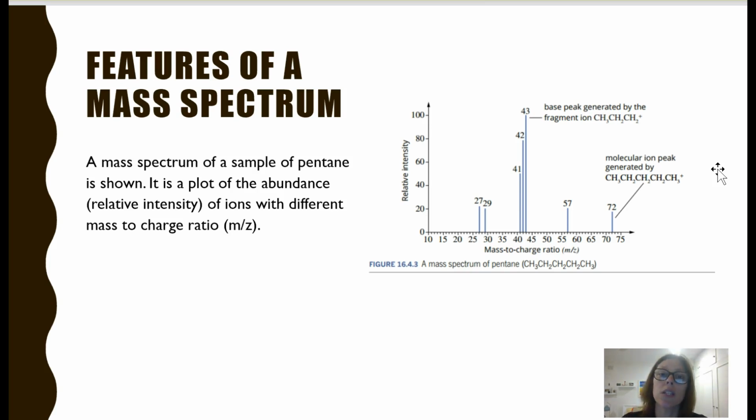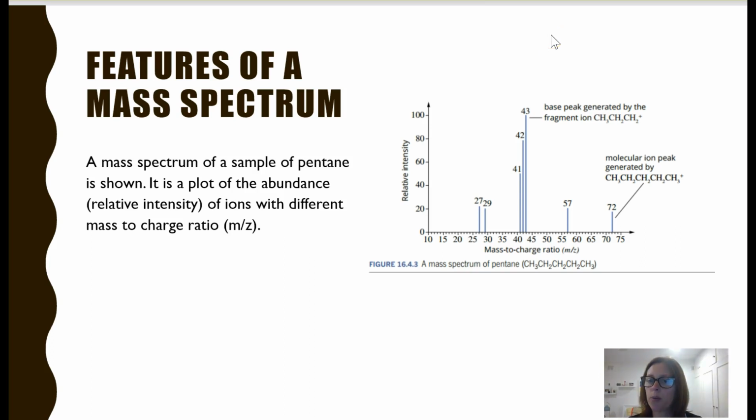That also gives us the mass of the substance. Although we've lost one electron, electrons don't have a great deal of mass, so the mass here is still the same as the molecule that we started with. That's really good, because we can use that mass to help work out what the substance is, also based on the other things that we've got in our spectrum. We can see here we've got a base peak at 43.